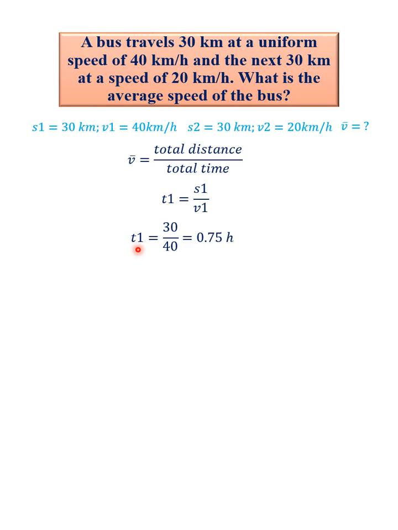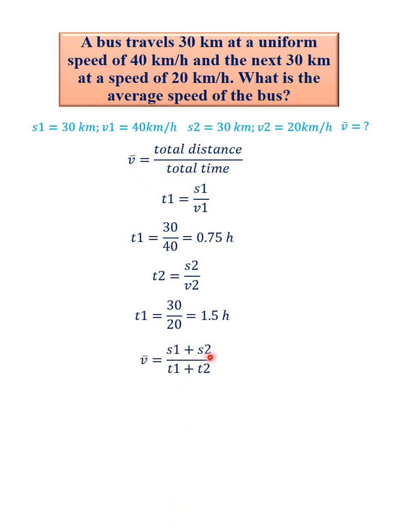Putting in values, T1 will be 30 over 40, 30 divided by 40, and that is 0.75 hour. Remember the units are kilometer and kilometer per hour, so your time will be in hours. So it's 0.75 hours. Let's repeat it for parameters 2. Time 2 will be distance 2 divided by speed 2, which is 30 divided by 20, and that will give you 1.5 hours.